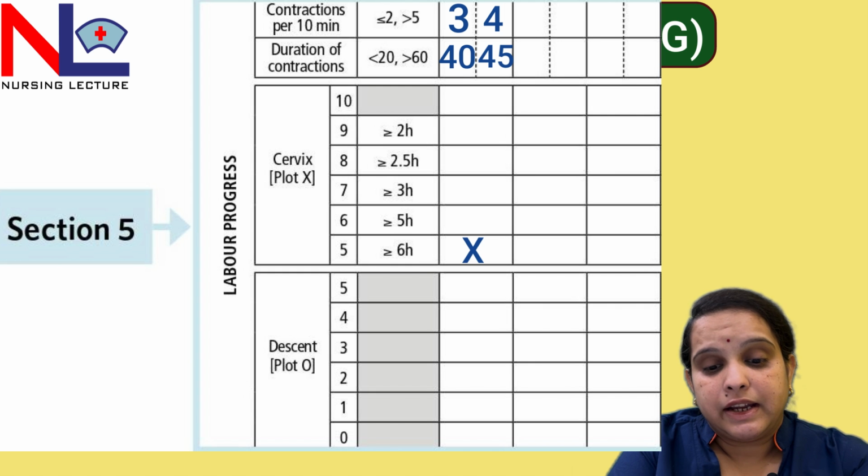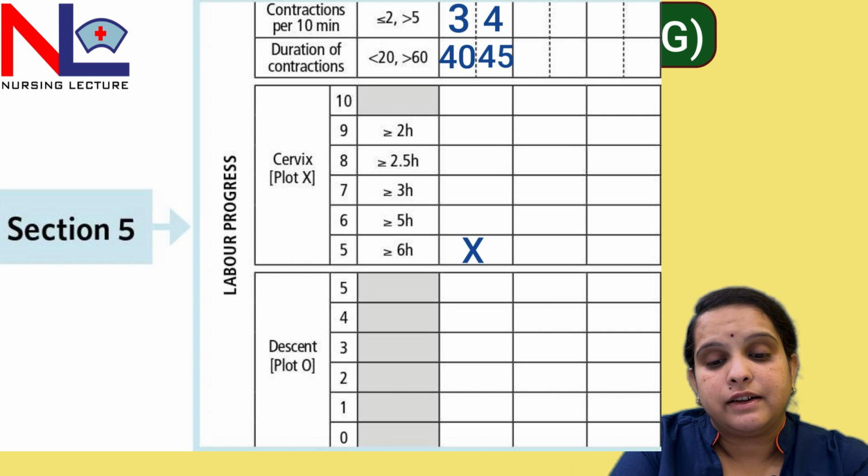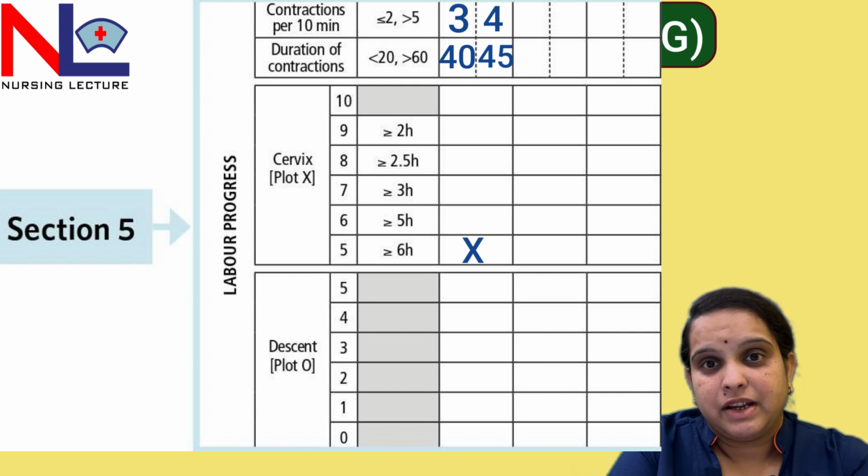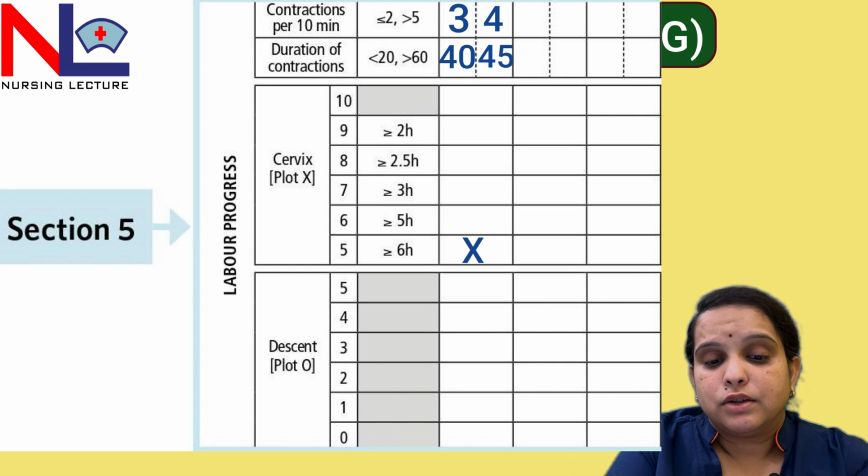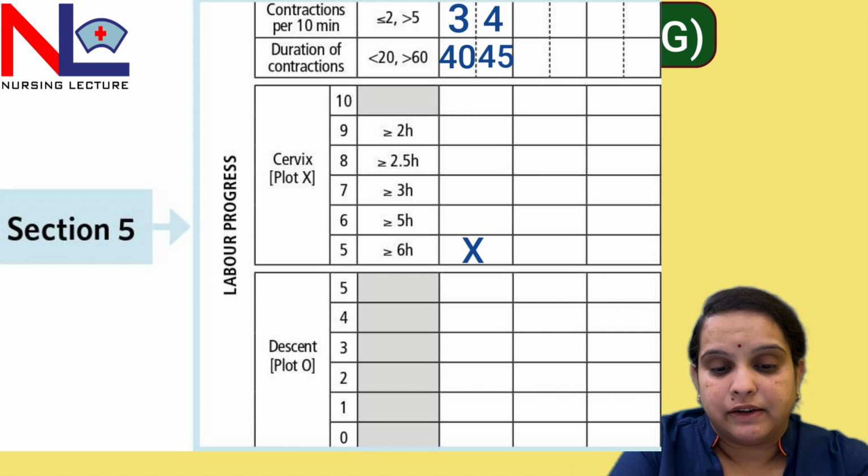So in every centimeter there is an alert column. It means here the reference lag period is given, that is, if the 5 centimeter dilatation remains for more than 6 hours, it means there is an arrest. The cervical dilatation is not progressing. So in front of every cervical dilatation there is a lag period.